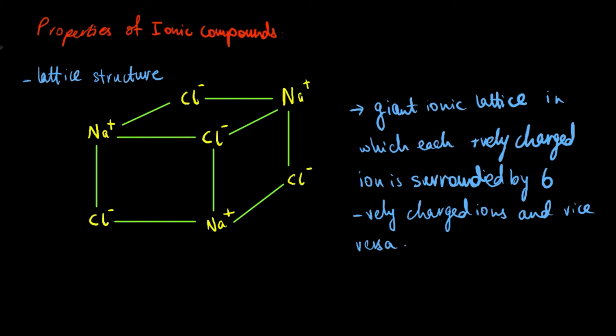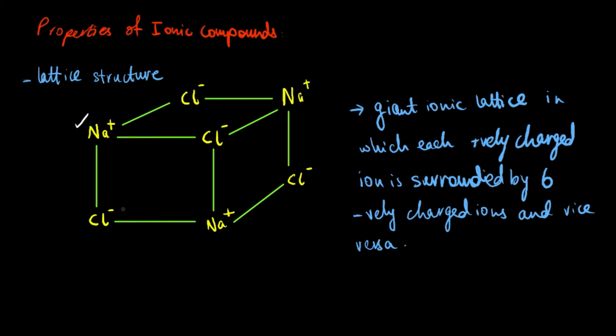Now we already know that ionic compounds have a lattice structure when they are in their solid state. In a lattice, a negatively charged ion is always surrounded by positively charged ions, and that is what enables the force of attraction between them to hold them in such a regularly arranged lattice. This giant ionic lattice is one in which each positively charged ion is surrounded by six negatively charged ions.